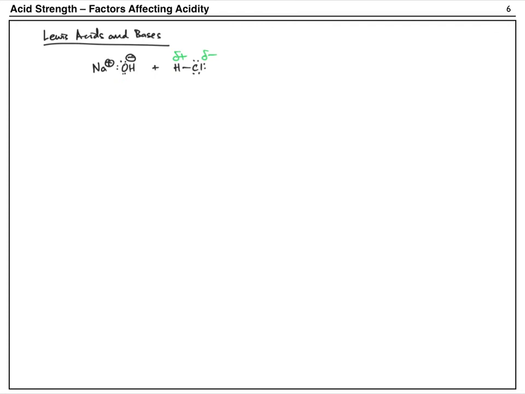So in terms of showing the arrows of how that happens, sodium hydroxide is the base. It is donating this pair of electrons to that hydrogen which is accepting them. Because we can only form one bond to hydrogen, this bond has to break. And the electrons in that bond are going on to the chlorine, because we've already said that the chlorine is delta minus, so it is accepting those electrons.